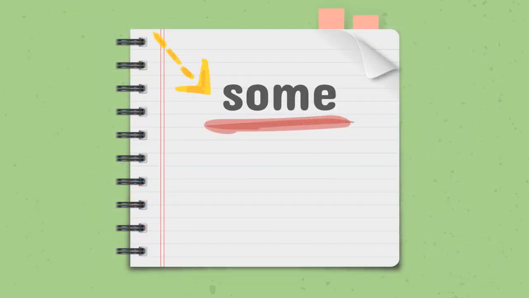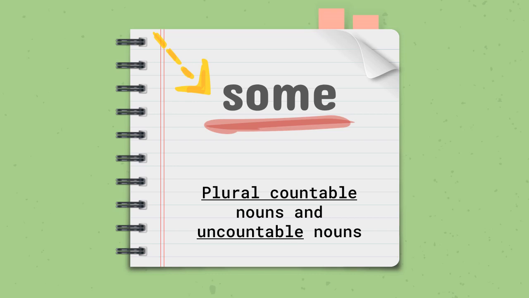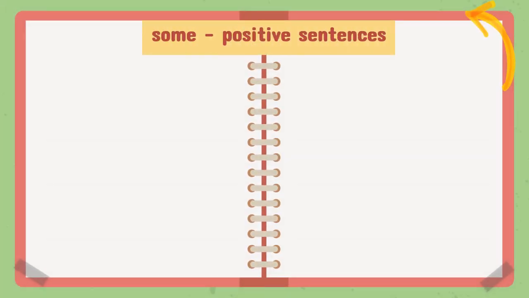Next, we will learn about some. Some is for plural countable nouns and uncountable nouns. What is plural? Plural means many. We use some for positive sentences. Number 1. Plural countable nouns.